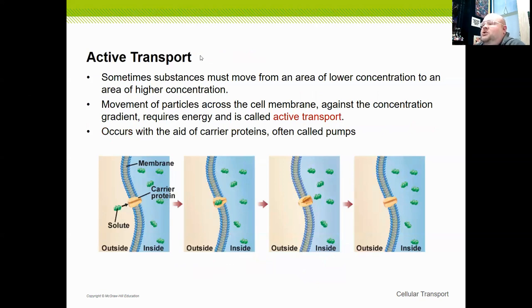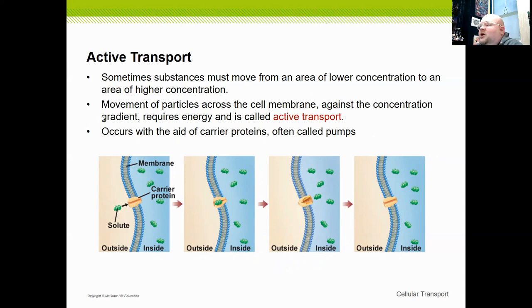They did not require energy additional to the energy they already had. Active transport, sometimes it requires energy. It's when things move from a lower concentration to an area with higher concentration. And these particles move across the cell membrane against the gradient, against the concentration gradient. So they require energy. Again, that's active transport.